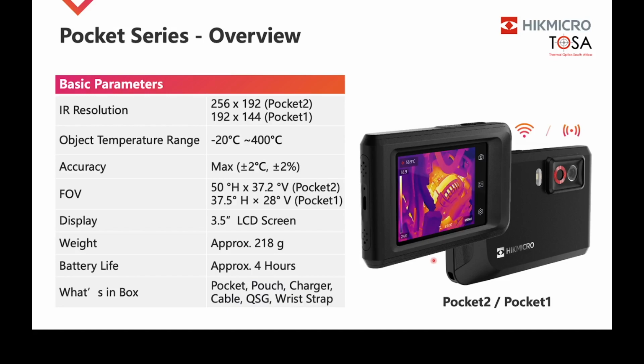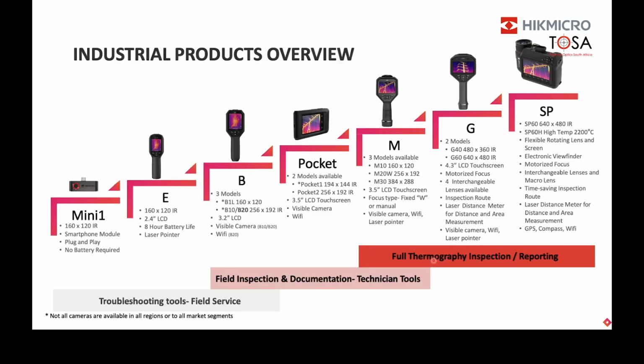Right, what we're going to use today is one of the HIC micro cameras. This is known as the Pocket 2. I'm not going to go through all of the specifications here, but on the right hand side there you can see the Pocket 1, Pocket 2. We will be using the Pocket 2 to show you some thermal images today. That's where the Pocket 2 is positioned, right in the middle there. Now you'll see that those three products, the B series, the Pocket series and the M series, are known as field inspection and documentation. These are typically technician tools.